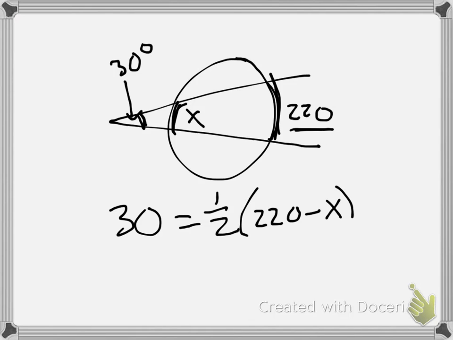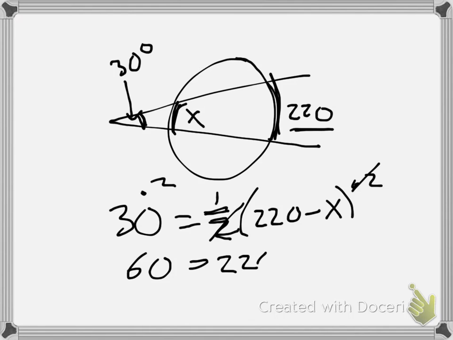Now, what I always had students do is get rid of the division by 2, or the 1/2 part, by multiplying both sides by 2. So you get 60, and that cancels these two out. 220 minus x. Some students will just figure out what that is in their head. So again, 220 minus what gives me 60? Well, that would be 160. Or you can do the algebra part: minus 220 to both sides, get the negative 160, and then change the sign.